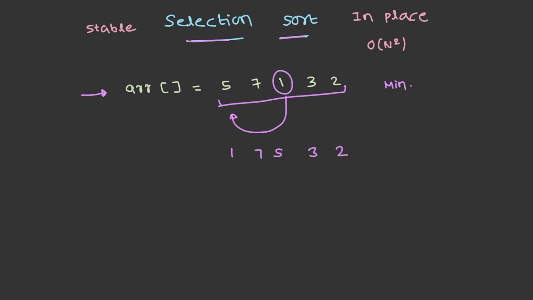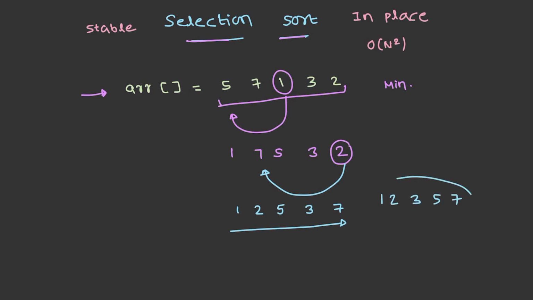Similarly, it repeats the process and searches for the next minimum element, which is 2 in this case. The process repeats and 2 will be placed at the second index. In the same process, the entire array will be sorted. So the final array will be this.